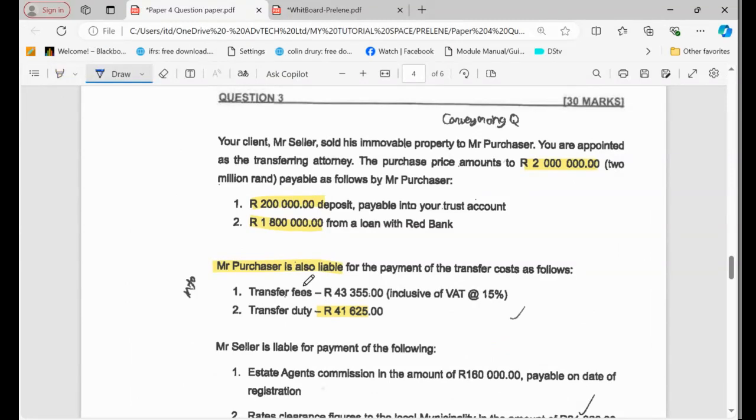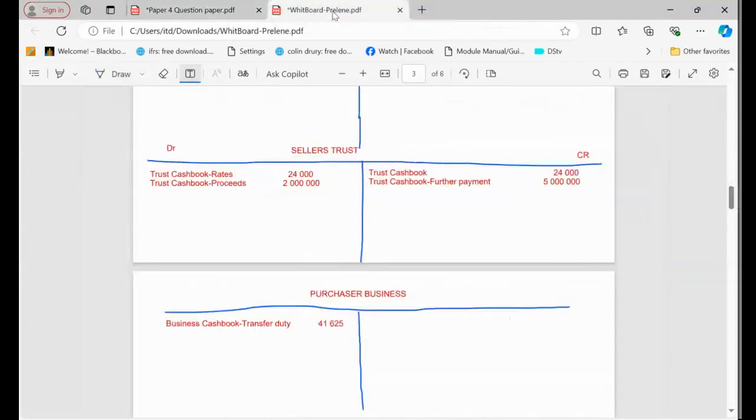Transfer fee. As the name suggests, this is our transfer fees. This is the fee that we charged. So we must go and charge the fee. The transfer fees are our fees as an attorney. So we must go and charge, and you and I know where to charge the fees. Under which account do we charge the fee? BCB.